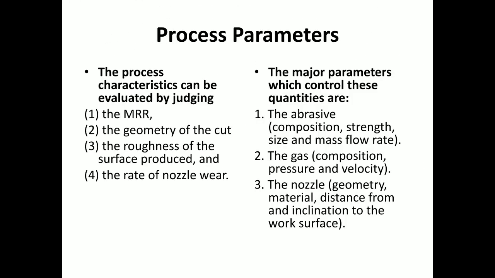Coming to the next point, a very important thing is process parameters. First, how is the process characterized? How is abrasive jet machining characterized? The process is evaluated by judging the MRR, the material removal rate, meaning how much material is removed per unit time. The geometry of the cut: is it circular, rectangular, tapered? And the roughness of the surface produced, how smooth or rough the AJM process has made it, gives the characteristics of that AJM process.